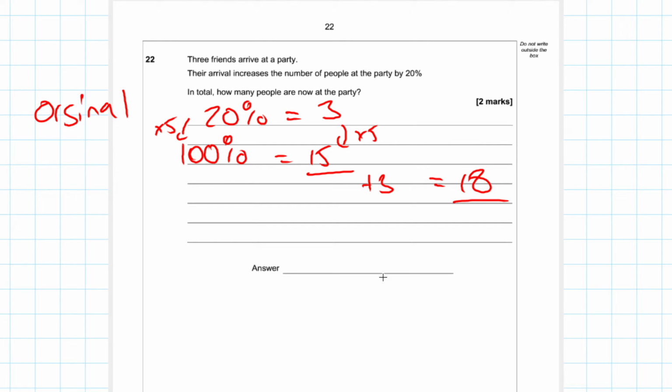Again, there's lots of different ways of solving this one, but you could do 3 times 6, for example. You could say 1.2x is equal to x plus 3, and then solve it that way. But I mean, this way is quite a nice, easy way to go through, because it's a bit simpler, you don't need to use algebra.